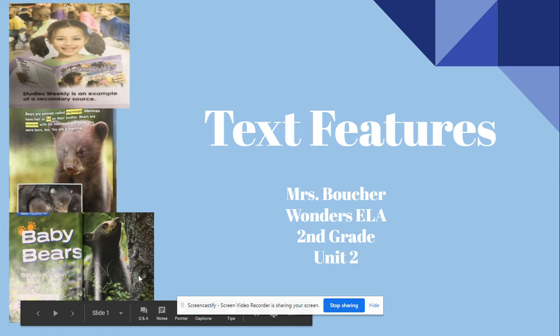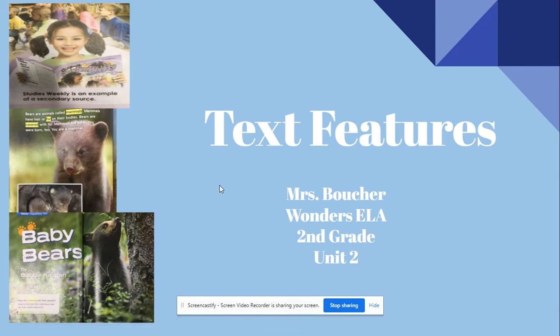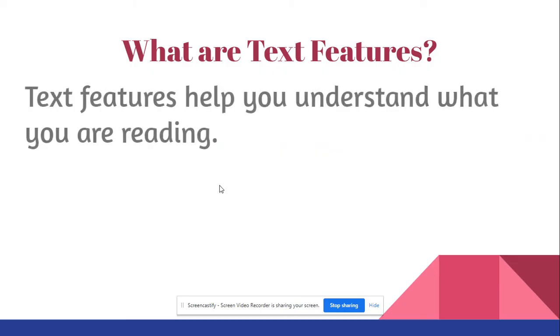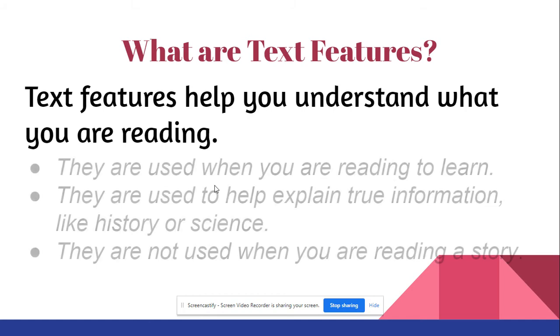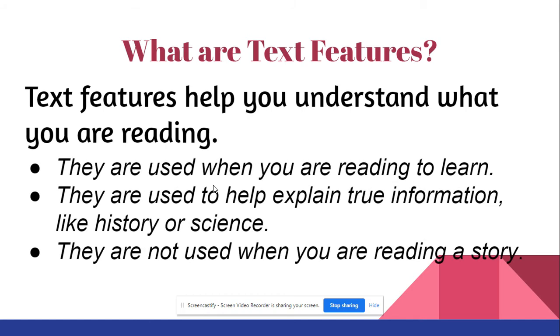So right here on this slide, we have several examples of text features. Text features help you understand what you're reading. They're used when you're reading to learn, like when you're reading expository text, nonfiction. They're used to help you explain true information. So you'll see this in history, in science, biographies about people.